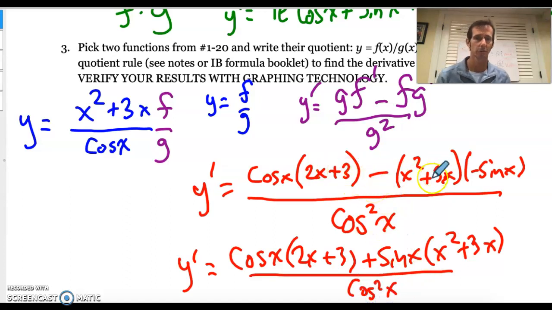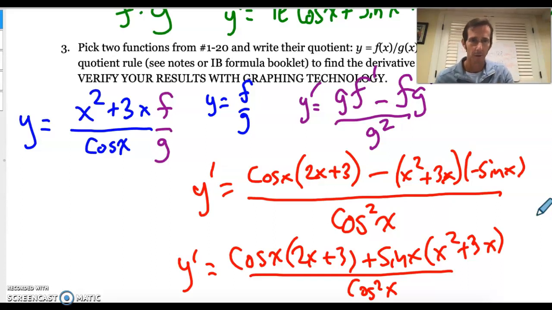So sometimes your functions that you do, you will want to distribute into each other, because then you can combine like terms. And then you can solve, because if I wanted to find when this function had horizontal tangents, when it had a max or a min, I would want to set the top equal to 0 and solve just like we did finding the zeros of the derivative on the earlier worksheet.